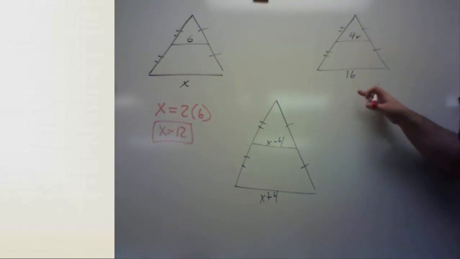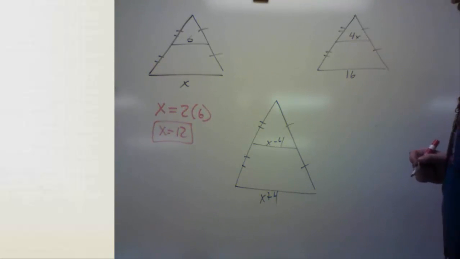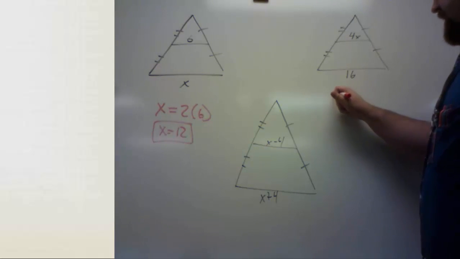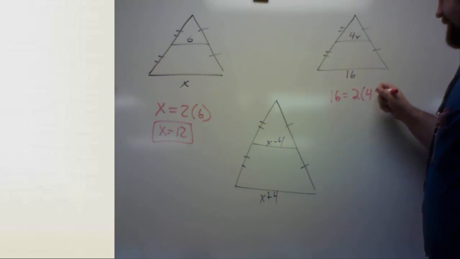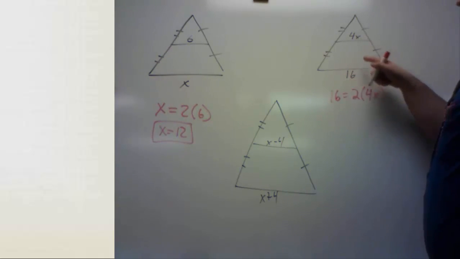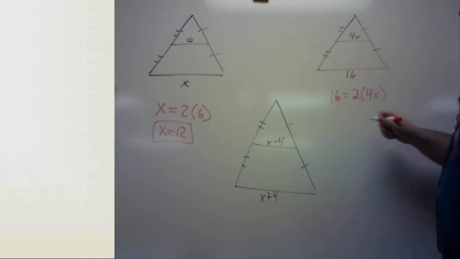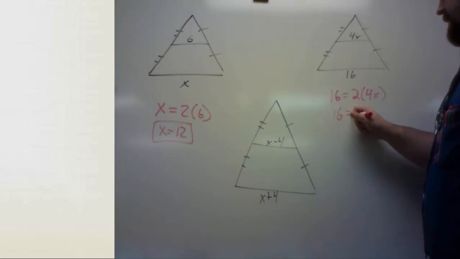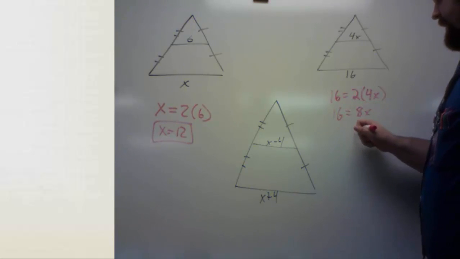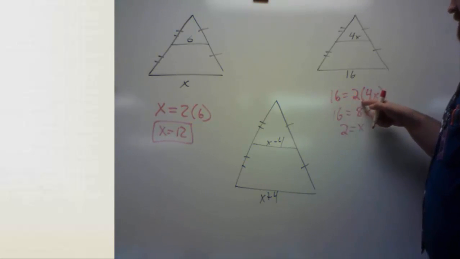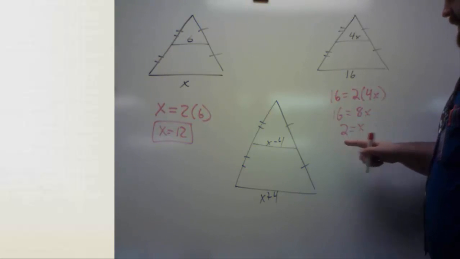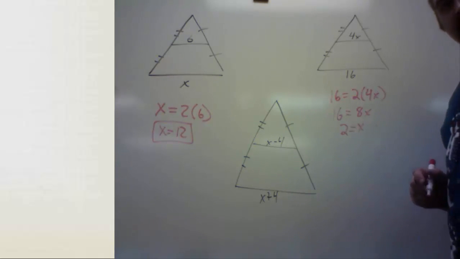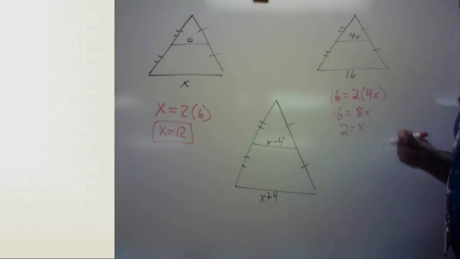Using the same idea over here, I have two options again. I can say 16 equals 2 times 4x. Again, this length is double that length. So I can get 16 equals 8x, and x equals 2. Distribute 2 times 4 is 8. Divide both sides by 8, I get x to be 2. There is another way to go about this problem.